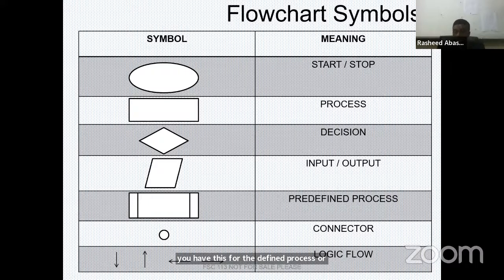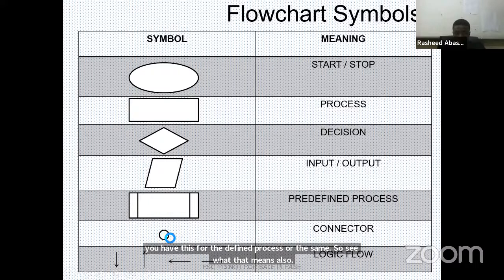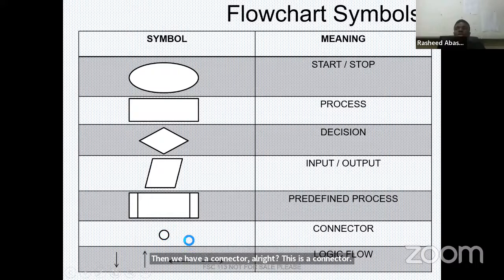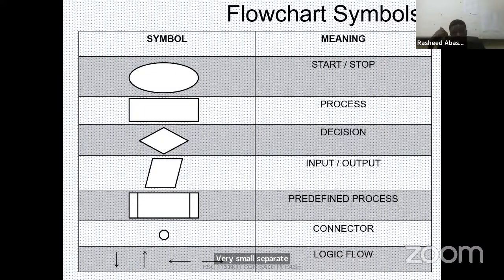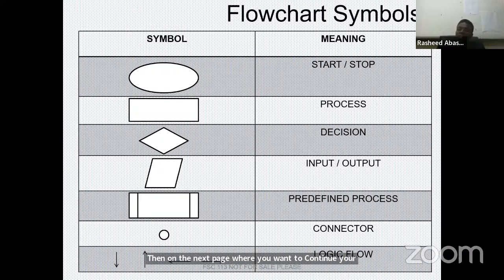Then we have a connector. This is a connector, a very small circle. For example, let's say you are drawing your flow chart and it continues on the next page, because the next symbol cannot fit into that page. So you just put a connector and label it. Let's say you put A inside this circle. Then on the next page where you want to continue your flowchart, you start with that connector A before going to the next symbol that is supposed to follow the symbol on the previous page.